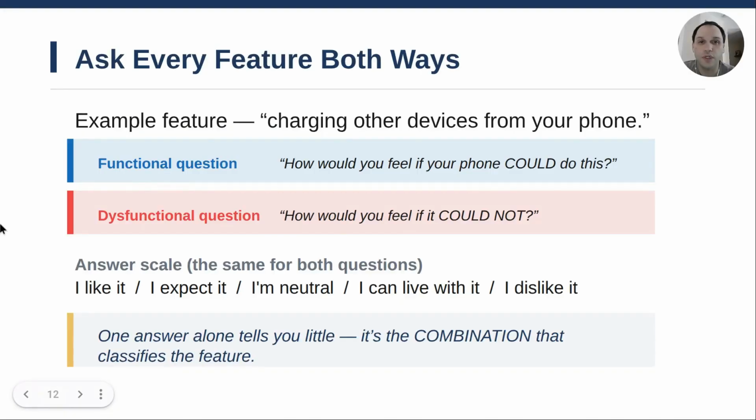Let's look at those 2 questions using a real feature, charging other devices from your phone. The first is the functional question. How would you feel if your phone could do this? The second is the dysfunctional question. How would you feel if it couldn't? And people answer both on the same scale. I like it, I expect it, I'm neutral, I can live with it, or I dislike it. Here's the important part. One answer on its own tells you almost nothing. It's the combination of the 2 that reveals the feature's true category.